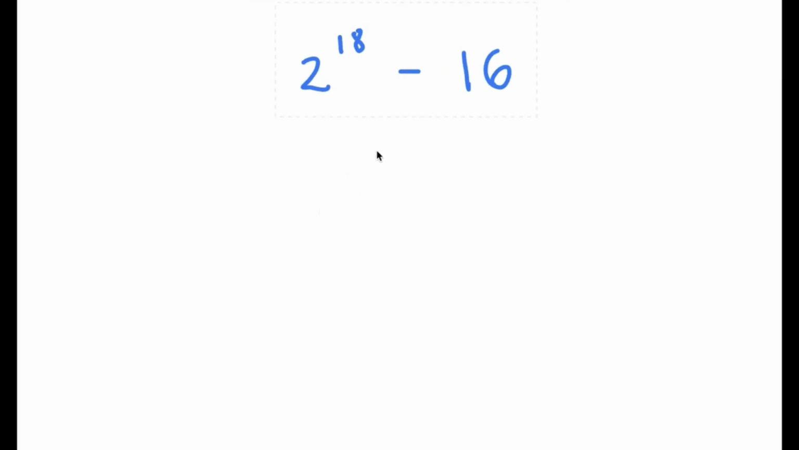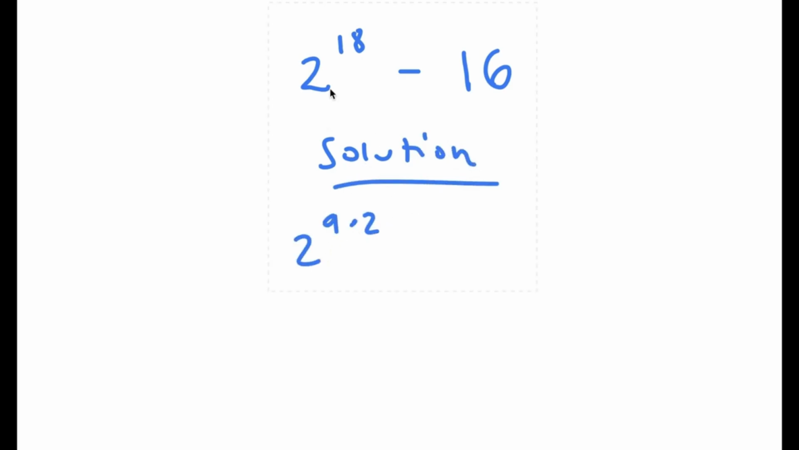All right, so in this problem, I have 2 to the power of 18 minus 16. So to solve this, what I'm first going to do is rewrite 2 to the power of 18 as 2 to the power of 9 times 2, because 18 is equal to 9 times 2. So now I have 2 to the power of 9 times 2 minus 16.